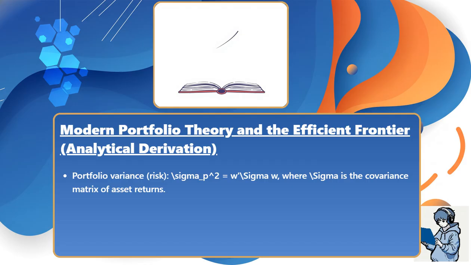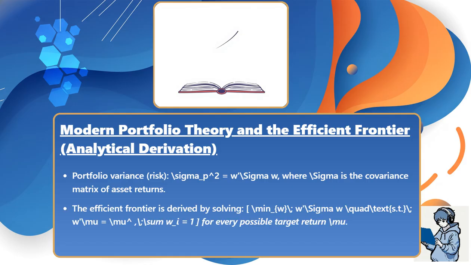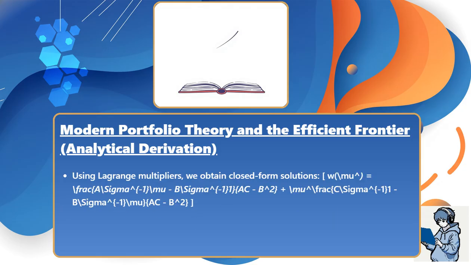Portfolio variance, risk: sigma sub P squared equals W transpose sigma W, where sigma is the covariance matrix of asset returns. The efficient frontier is derived by solving: minimize W transpose sigma W subject to W transpose mu equals mu star, and sum of W sub i equals 1, for every possible target return mu star. Using Lagrange multipliers, we obtain closed-form solutions.